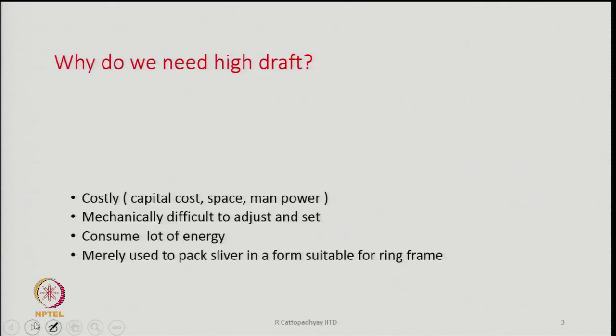and also we will find that this may be required even in the case of friction spinning machines, because roller drafting systems are used, and generally we feed a sliver, and therefore, the requirement is of high draft as well as high speed. Whereas, in the case of ring spinning, the requirements are low draft and low speed. So, these are the important differences.